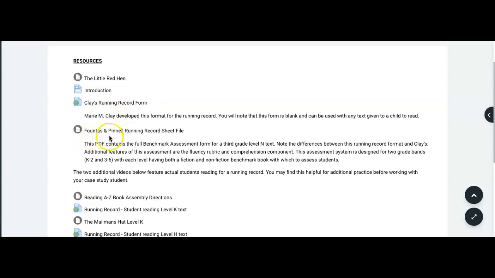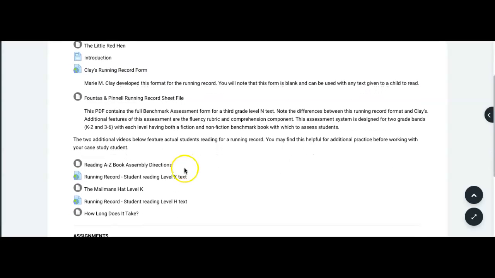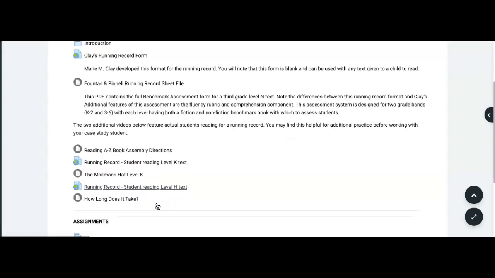Fountas and Pinnell have the text printed on their forms. And it does make it easier. However, oftentimes you don't have enough space on the pre-printed form. This is a student reading The Mailman's Hat from Reading A to Z, and another example of a student reading How Long Does It Take?